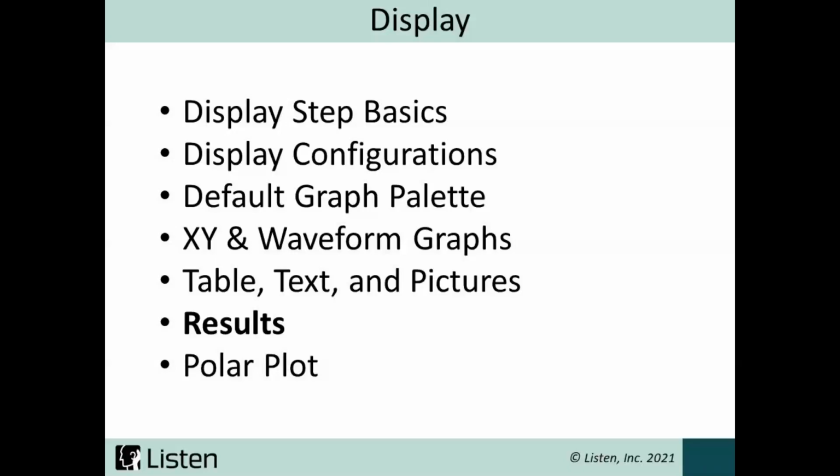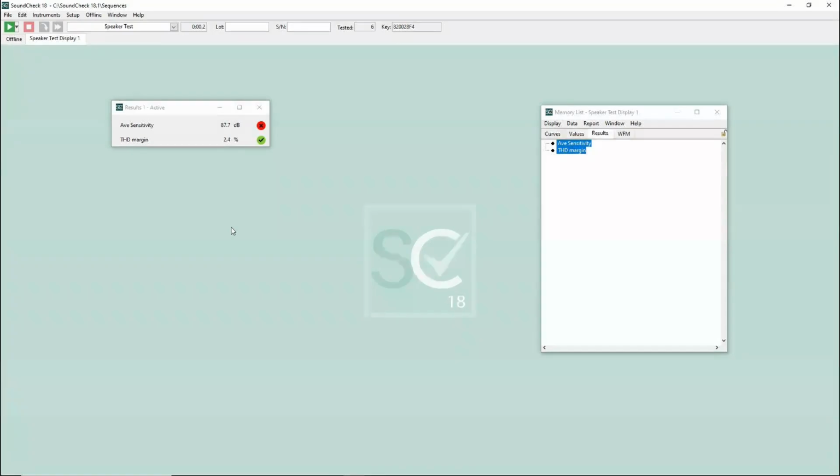In this video, we'll look at result displays in SoundCheck. These displays can only hold results from the tab of the same name in the memory list. Here, we are looking at both average sensitivity and THD margin on the same window. Results are either a pass or a fail output from a limit step.